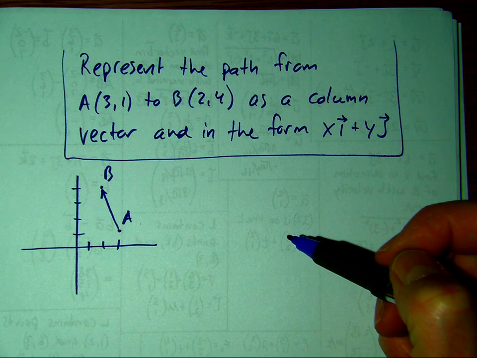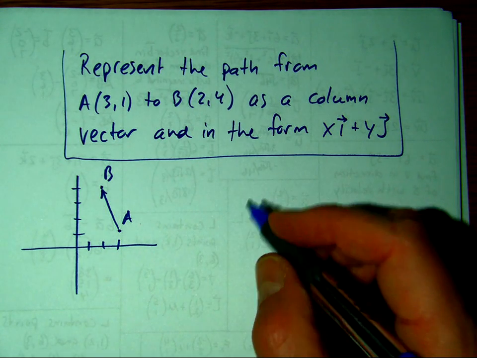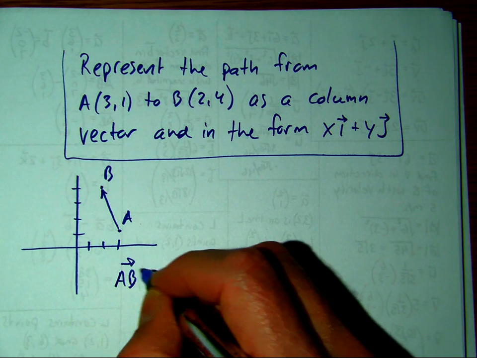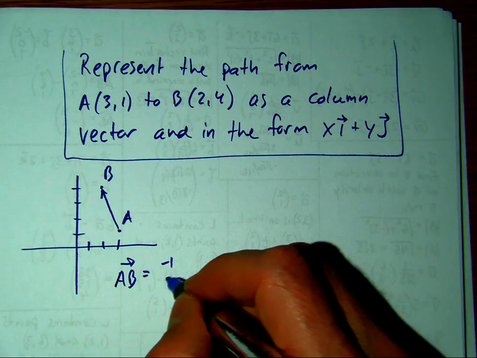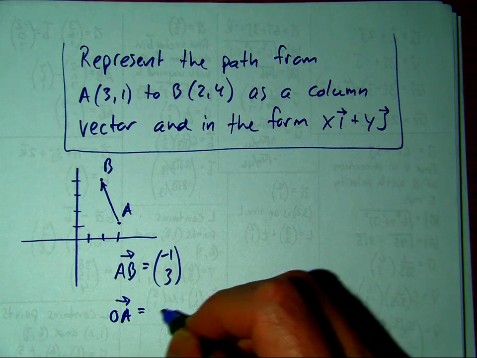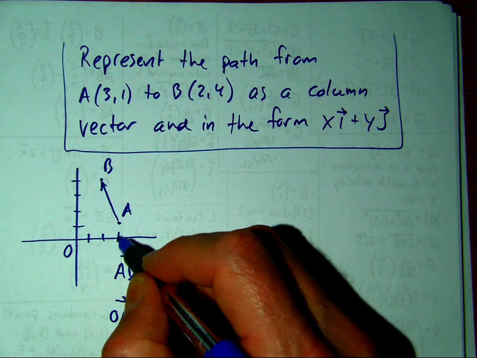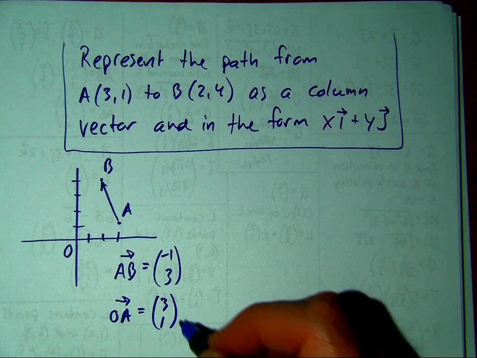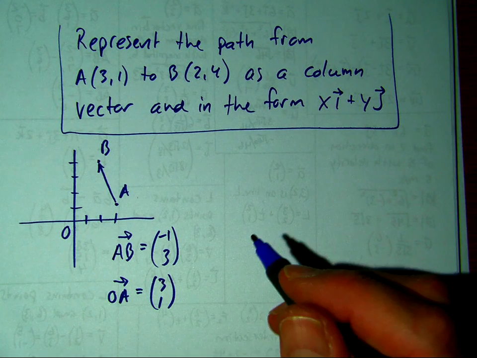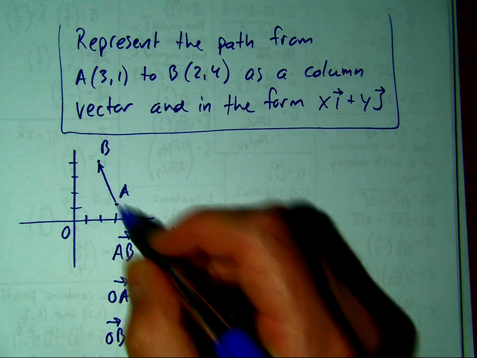Let's also look for a way to do it without a graph. So we know that AB is -1, 3. We know that OA, O to A, is 3, 1. And we know that OB is 2, 4.